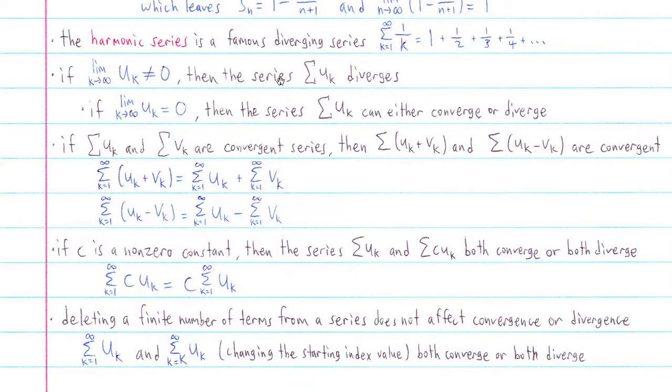Because if the terms don't approach 0, then we'll just keep adding more numbers and the sum will just keep getting bigger and bigger. However, if the limit is equal to 0, then the series could either be convergent or divergent. So you can't assume that it's convergent just because the limit equals 0. So you'd have to try another convergence test.